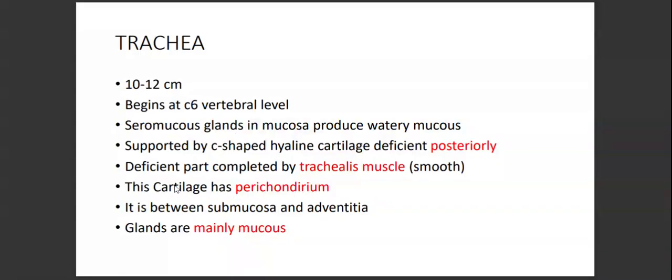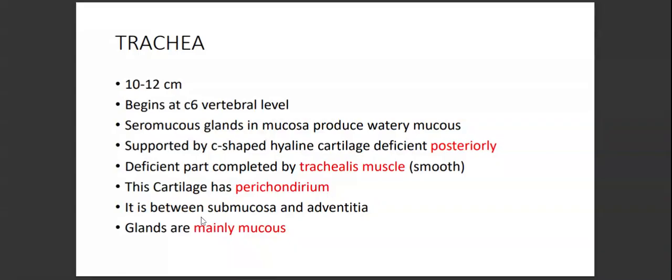So this hyaline cartilage, remember that it has its perichondrium, which is the outer covering of this cartilage. There we said the periosteum, here we are saying perichondrium. So these are two different things. Periosteum is the outer covering of a bone. Perichondrium is the outer covering of cartilage. Okay.